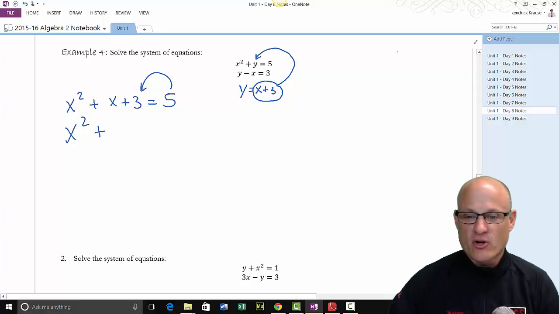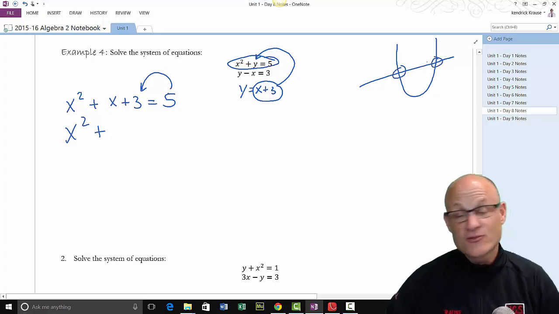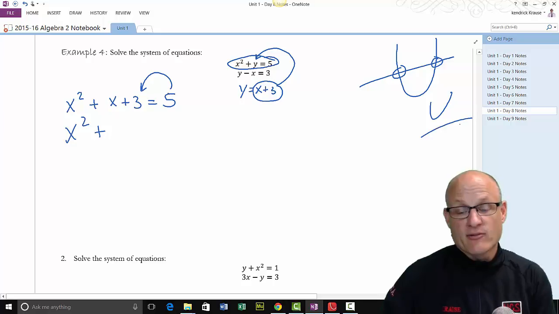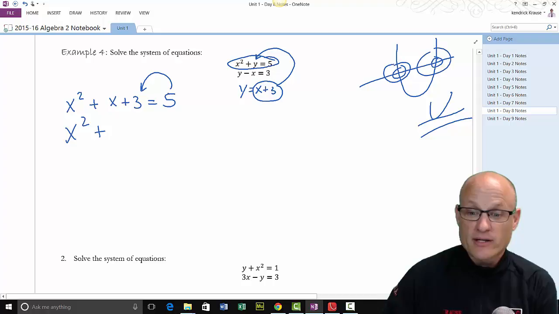And by the way, just so you know, this means we have a parabola, which is this one, and a line, which is this one. So we could have at most 2 answers. Sometimes you don't have any. Sometimes the parabola and the line never hit each other. Sometimes they only hit each other once. And lots of times they hit each other twice.